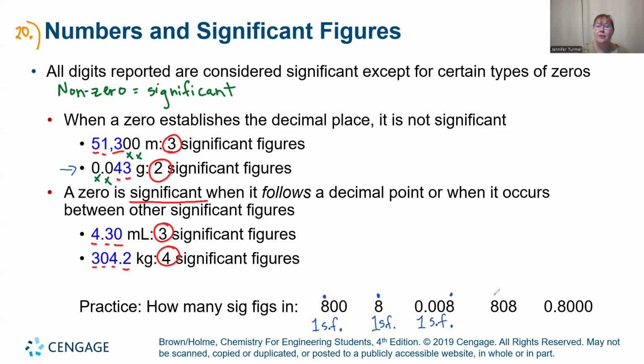Now here, you see 808, and this one has 3 significant figures. And here we have 0, and we have anything at the end. Because it follows the decimal point and everything else, we have 1, 2, 3, 4, and this is 4 significant figures. So one of the things that you're going to need to be able to do is look at those sig figs.